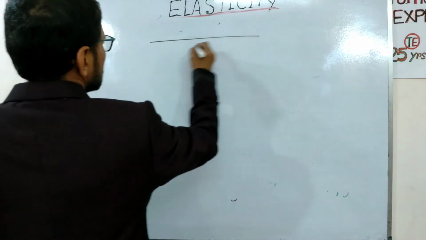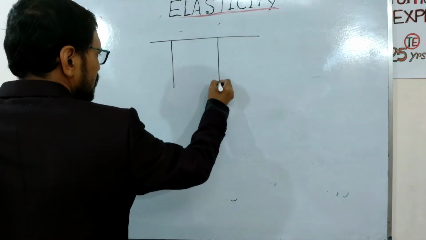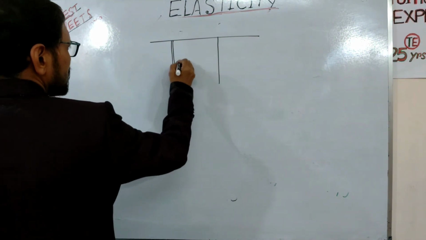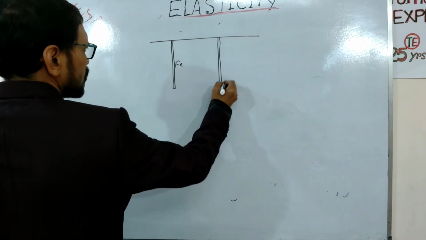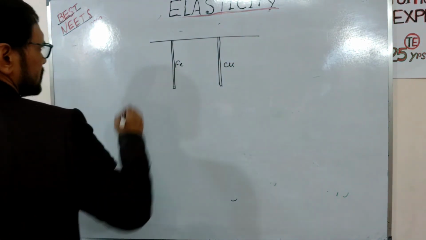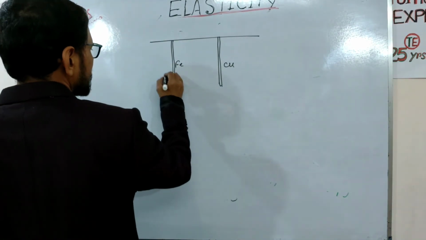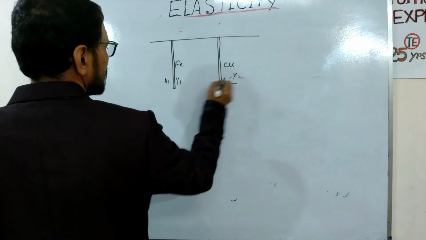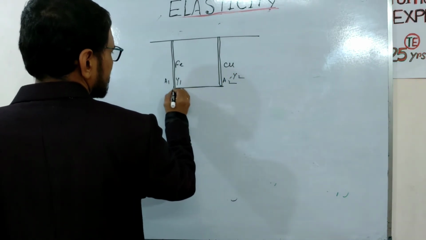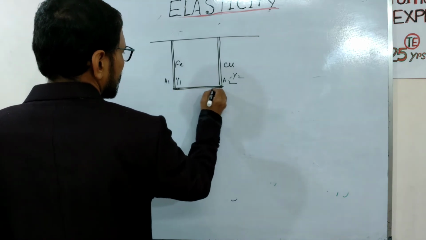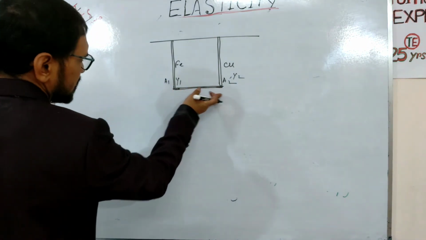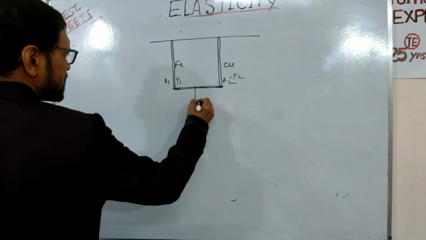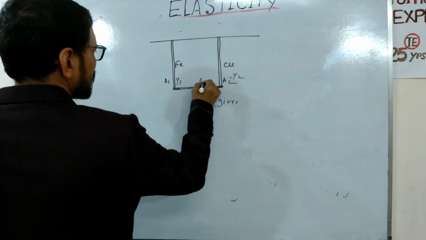The next problem is: suppose there are two wires of different materials. Suppose this wire is made of iron and this wire is made of copper. The Young's modulus and cross-section area of the different rods are given, Y1, Y2. Now a horizontal rod is present. At which position is the force applied? The force P is applied, and the length of the rod is given.